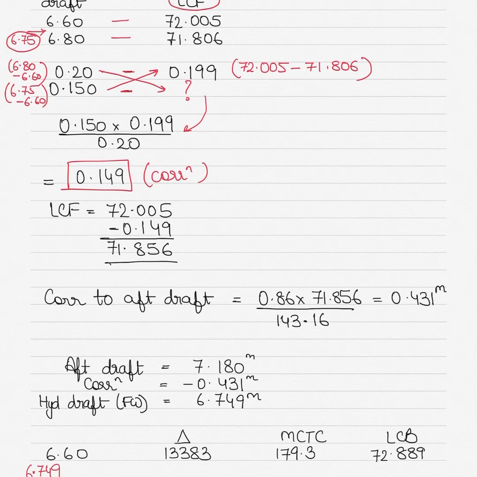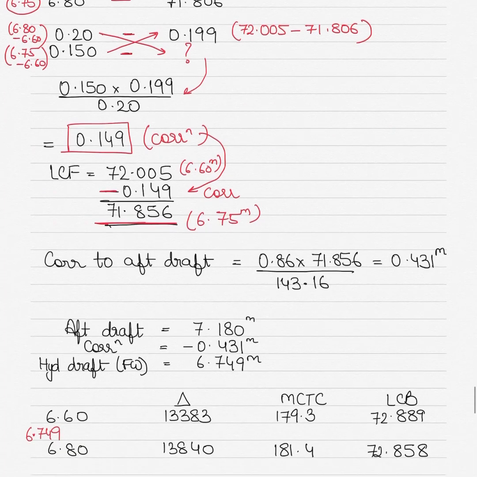You always first have to find out the LCF. So as you can see, as the draft is increasing, the LCF value is decreasing, right? From 6.6 to 6.8, you can see the LCF value is decreasing. So as your draft will increase from 6.6 to 6.75, your LCF value will decrease. So you will take the correction value and subtract it from the LCF value of the draft 6.60 meters. This will be the correction, and you get the LCF value for a mean draft of 6.75 meters.